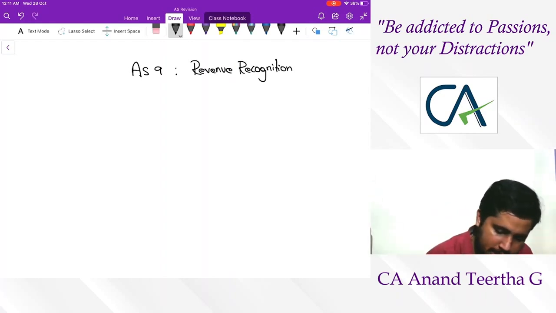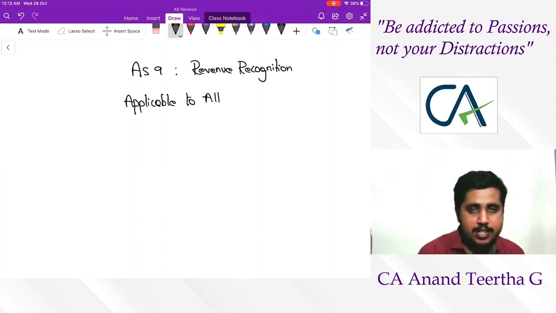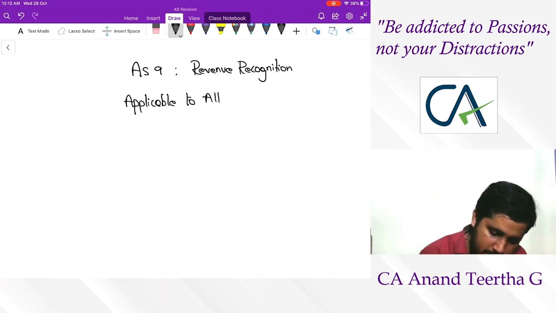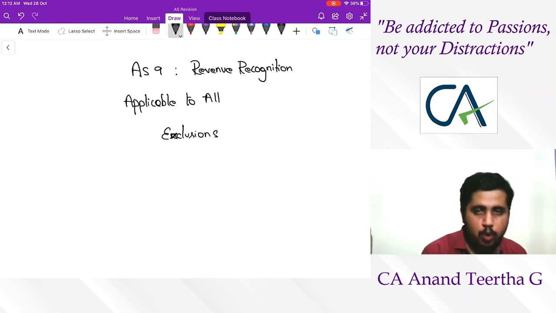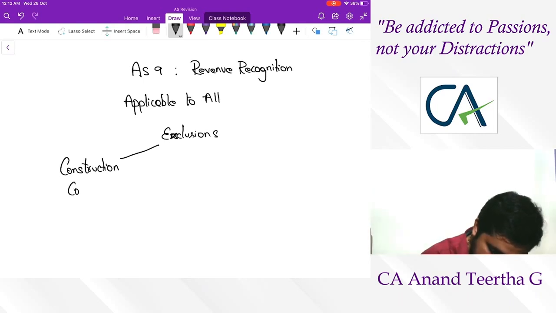Now, when it comes to AS 9 revenue recognition, the first thing is that this is applicable to everyone. It's not like a specification; it is applicable to all entities, but certain elements are excluded. So what are excluded? One, construction contracts are excluded because AS 7 covers that. So construction contract revenue doesn't come over here.